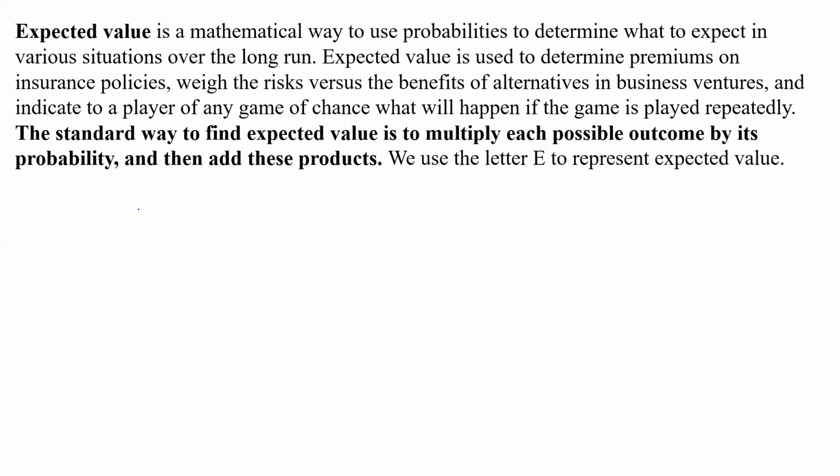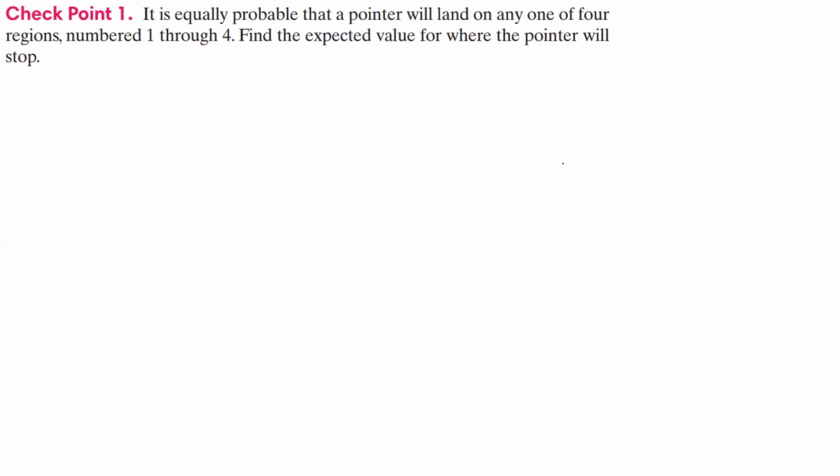Now, the standard way to find expected value is to multiply each possible outcome, whether you win $5, lose $20, or whatever it is, by its probability, and then you add all of those products together. And we use a letter E to represent that expected value. So let's look at a simple example first. It's equally probable that a pointer will land on any one of four regions, numbered 1 through 4. Find the expected value of where the pointer will land.